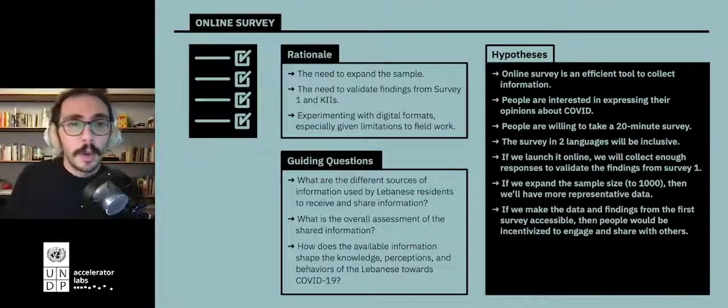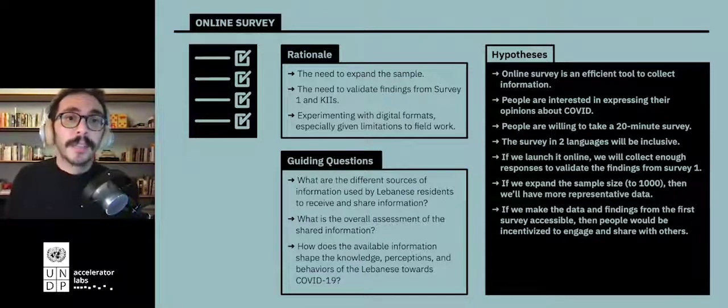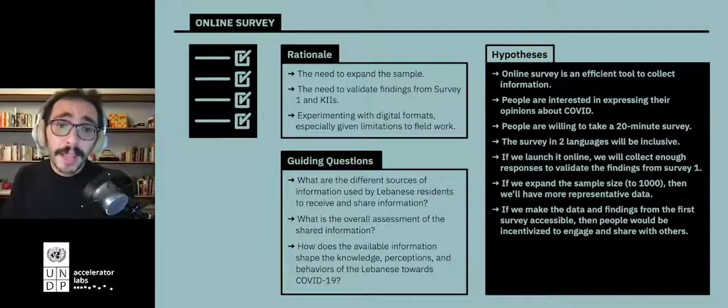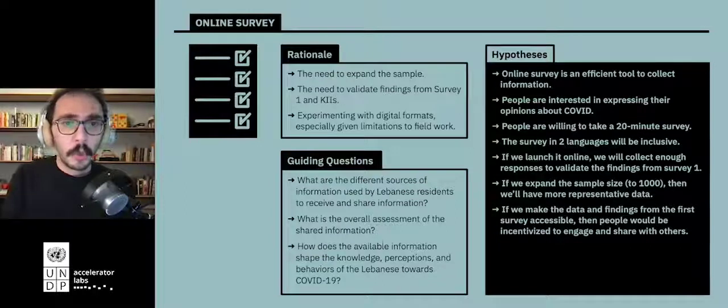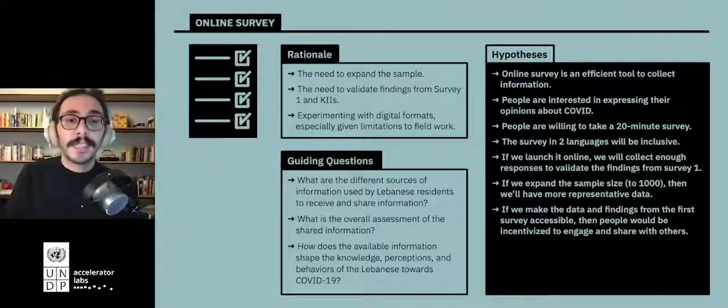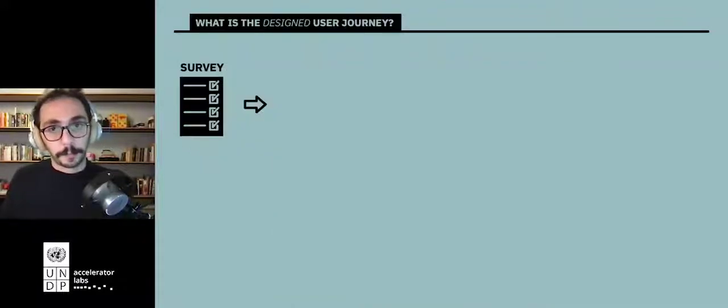It was that long. The survey in 2 languages, in English and Arabic, will be inclusive. And if we launch it online, we will collect enough responses to validate the findings from Survey 1. If we expand the sample size to 1,000, that was our goal, then we'll have more representative data. And if we make the data and findings from the first phase accessible, then people would be more incentivized to engage and share with others.